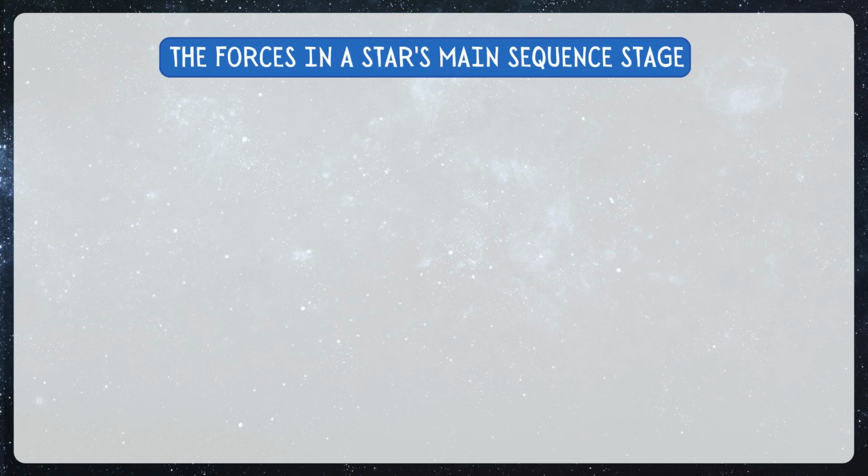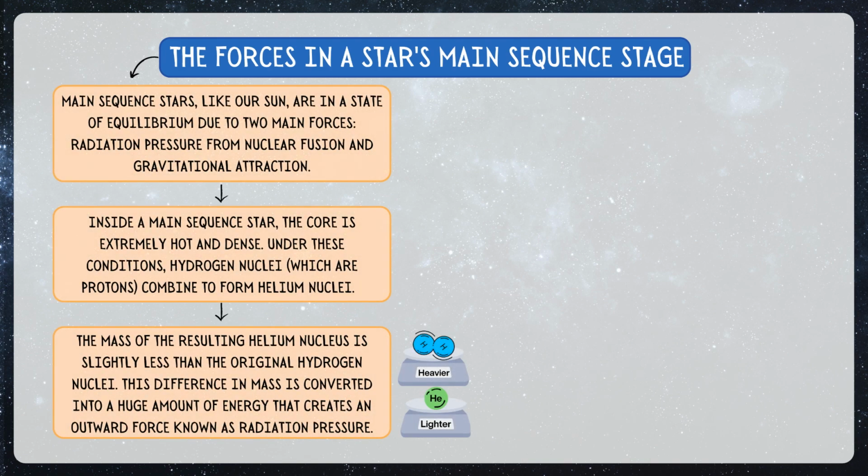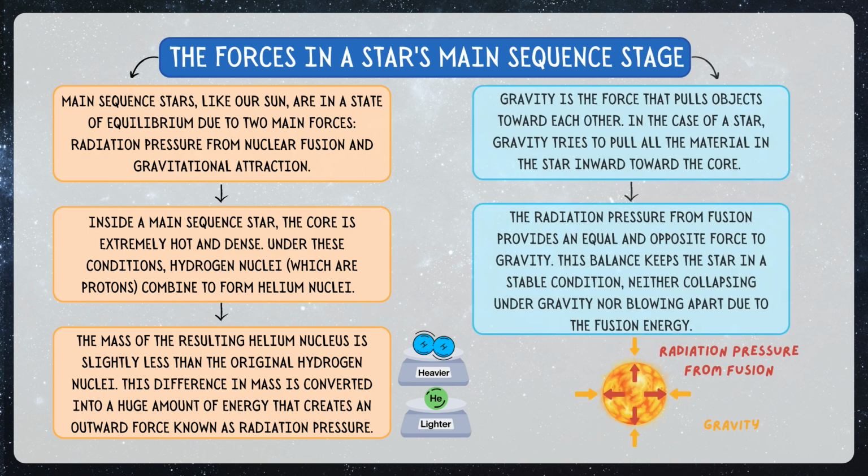In today's lesson, we delved into the forces at play during the main sequence stage of a star's life, focusing on the delicate balance that maintains a star's stability. We discussed that main sequence stars, like our Sun, are in a state of equilibrium due to two main forces: radiation pressure from nuclear fusion and gravitational attraction.